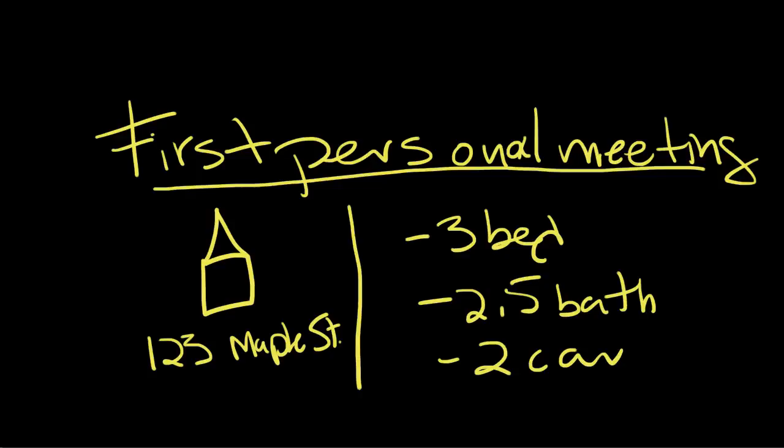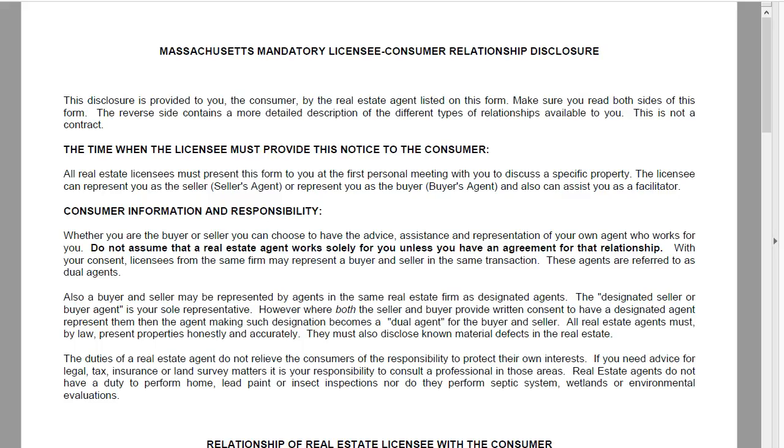So at the first personal meeting, the type of agency must be disclosed when a particular property, a specific property, is discussed. Let's go over how that actually works in real life and for the exam. Now, as a Massachusetts real estate agent and/or broker, you're going to be using this form, which we have here in front of you on your screen, the Massachusetts Mandatory Licensee Consumer Relationship Disclosure.